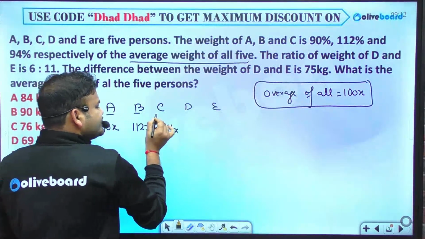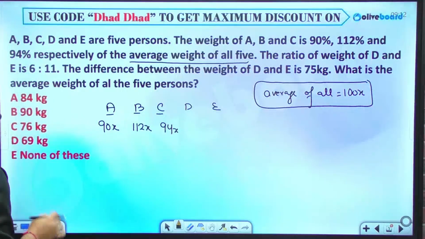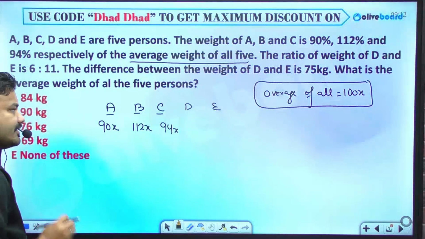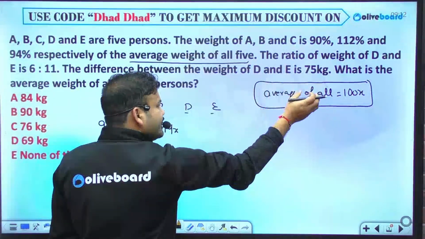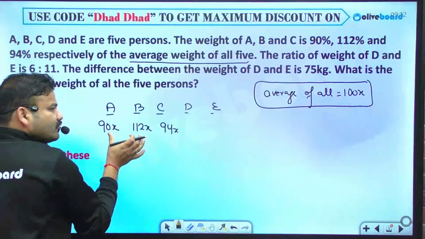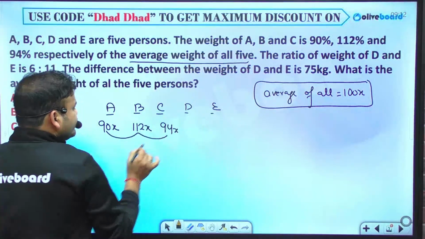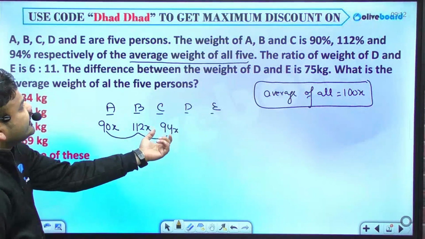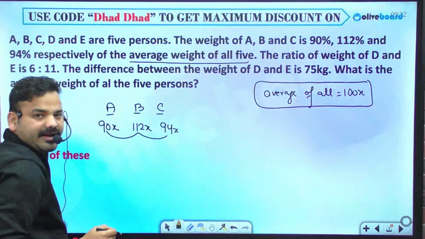A का निकल गया, B का निकल गया, C का निकल गया। अब D और E का मुझे रेशियो पता है। The ratio of D और E का 6 and 11 है, ठीक है। अच्छा, D और E का टोटल कैसे निकलेगा? सबके टोटल में से अगर मैं इन तीनों का टोटल माइनस कर दूंगा तो D और E का निकल जाएगा, ठीक है। So what about their total? So this is 90x, 112x and 94x, isn't it? So let me add this total first.